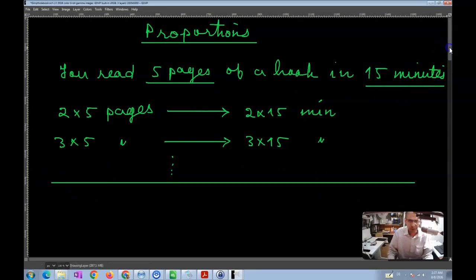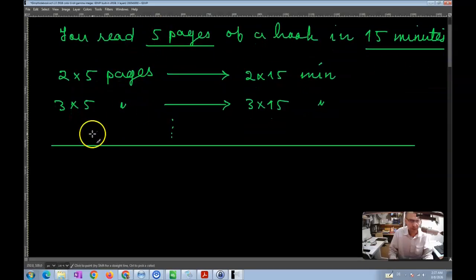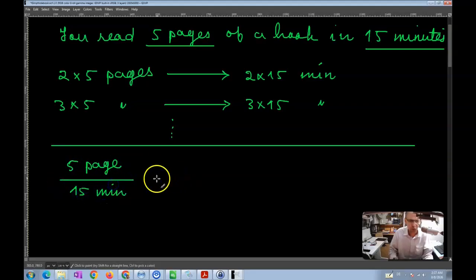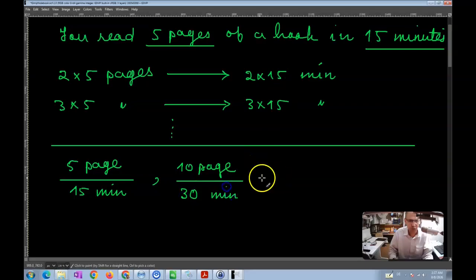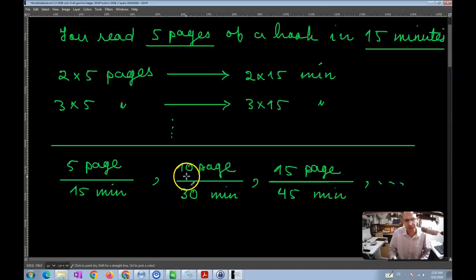So then based on this, I can say that you read 5 pages in 15 minutes. Or you read 2 times 5, which is 10 pages, in 2 times 15, which is equal to 30 minutes. Or you read 3 times 5, which is 15 pages, in 3 times 15, which is equal to 45 minutes, and so on and so forth. And of course you can just simply keep going with this, right?